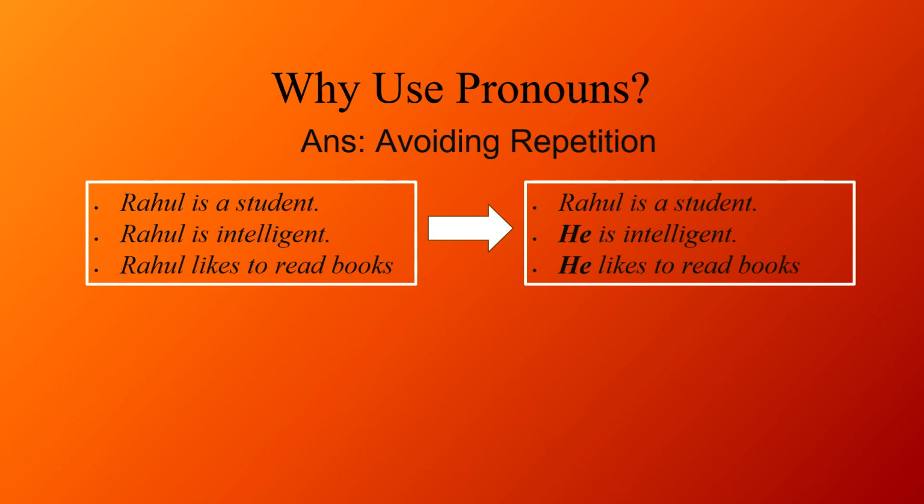Look at this example. On the left side, we say Rahul is a student, Rahul is intelligent, Rahul likes to read books. We are repeating the name Rahul three times. It doesn't sound very good, does it? Now look at the right side. We say Rahul is a student, he is intelligent, he likes to read books. Here the word he takes the place of Rahul. This is a pronoun. It makes the sentences smoother and easier to understand.